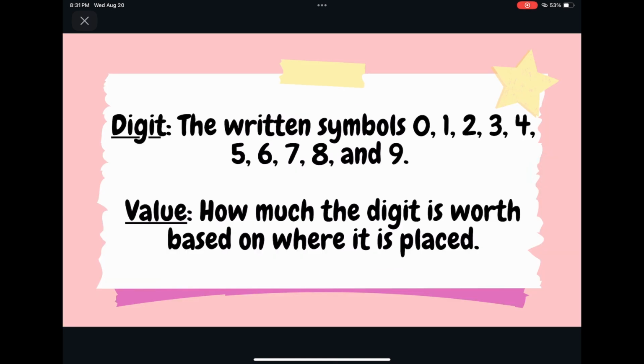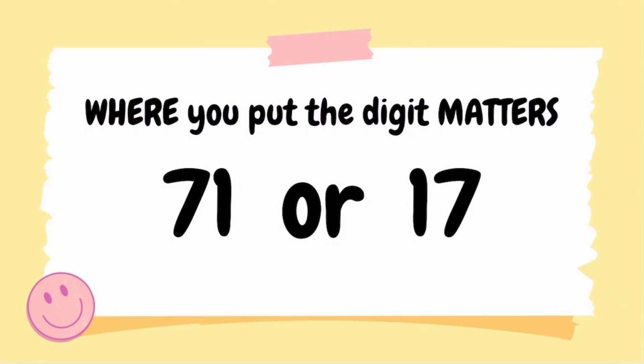A digit is the written symbols, so the things that we write down: 0, 1, 2, 3, 4, 5, 6, 7, 8, and 9. The value is how much that digit is worth based on where it's placed. So I'm going to give you some examples. Remember, the digit is just the number that you write. Where you put the digit matters.